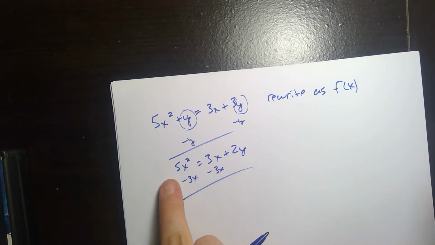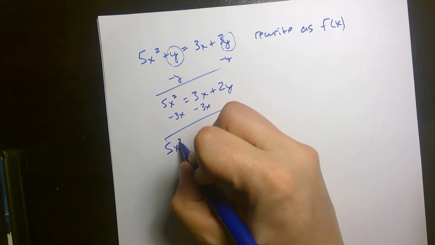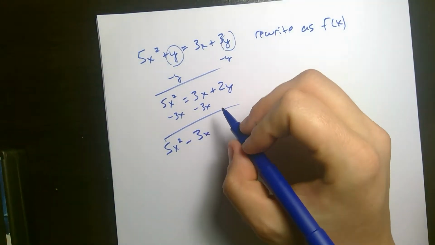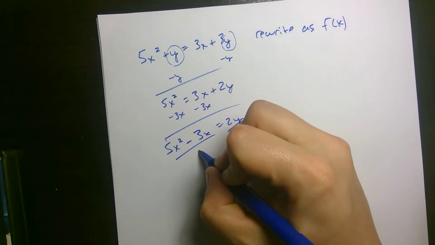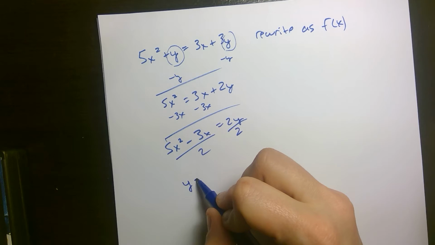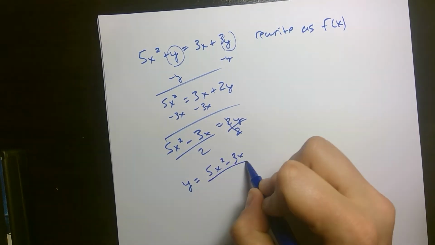Now be careful, because this is 5x squared and this is just 3x. They're not actually going to subtract here. So I'm going to have 5x squared minus 3x is equal to 2y. Now I'm going to divide both sides by 2. That will leave me with y equals (5x squared minus 3x) over 2.